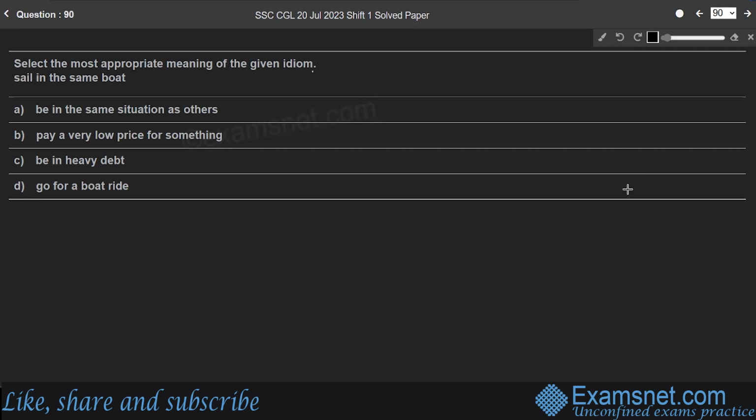Question 90. Select the most appropriate meaning of the given idiom. Meaning of the given idiom, sail in the same boat. Sail in the same boat means to be in the same situation, right? Therefore, option A, be in the same situation as others. For example, they were in the same boat after being fired. So, they decided to team up and start their own business, right? That means in the same situation as others. Option A is the right answer.